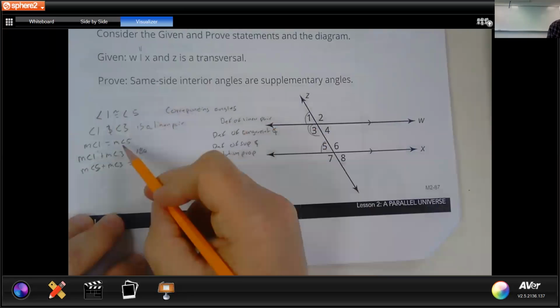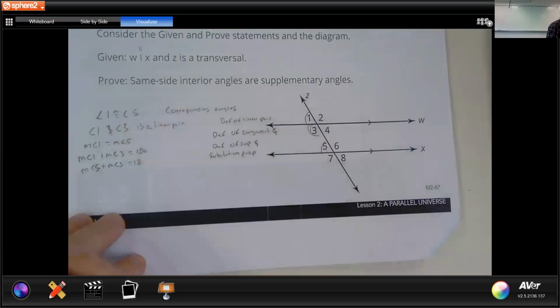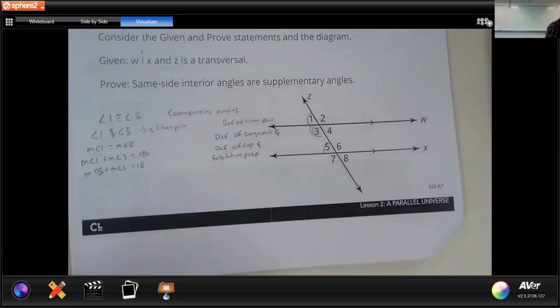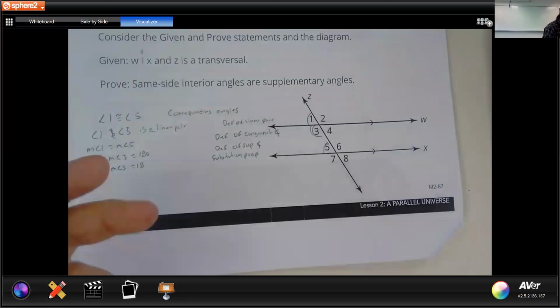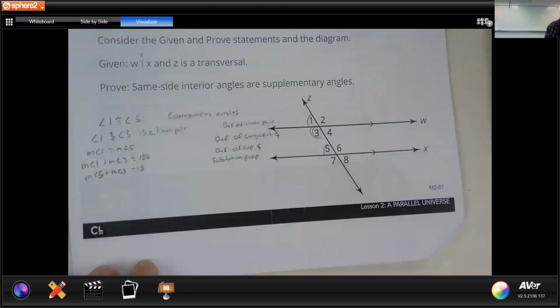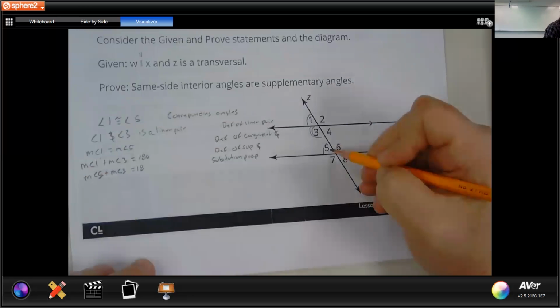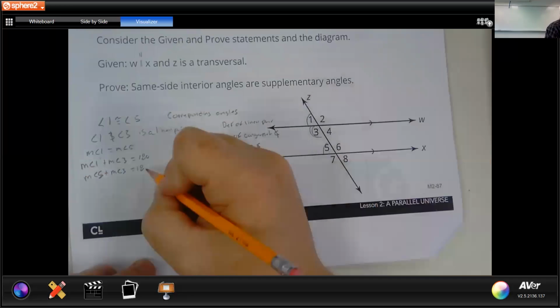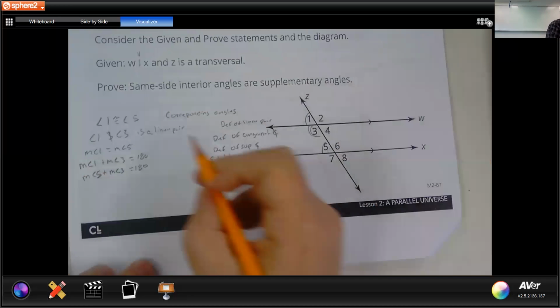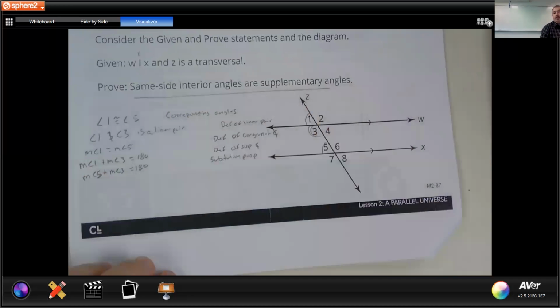I substituted 5 for 1 because they're the same thing. It's like I'm paying with a coin dollar instead of the paper dollar bill. It's the same thing. They're interchangeable, and I'm interchanging it right here. Well, look what I just did. I just showed that 3 and 5 are supplementary because they add up to 180 degrees. So we did our proof.